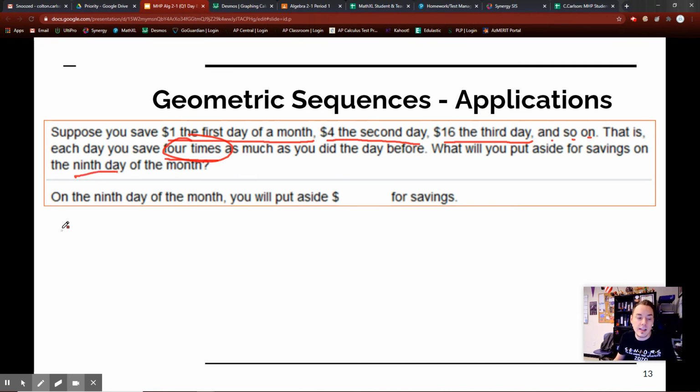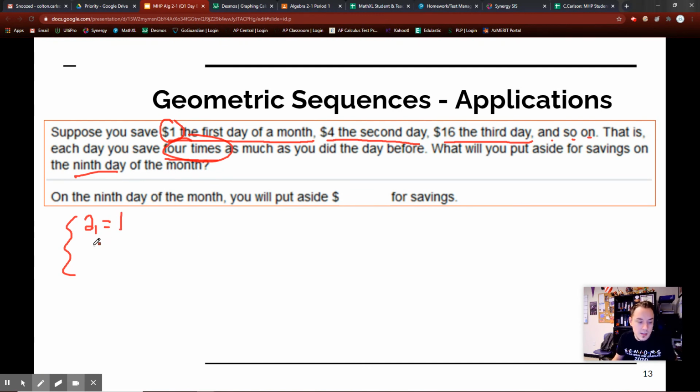So a couple things here. Of course, we're gonna list out our variables, right? So what is a sub 1? What does this sequence start with? It seems to me that starts with 1. 1, 4, 16, and then so on. So my a sub 1 is just $1 per day.